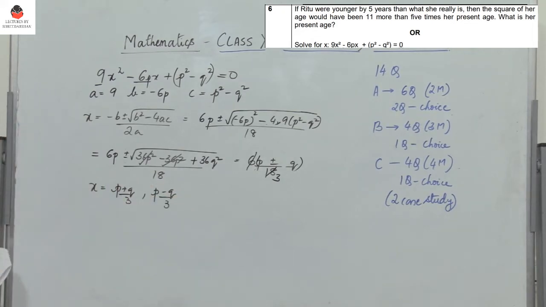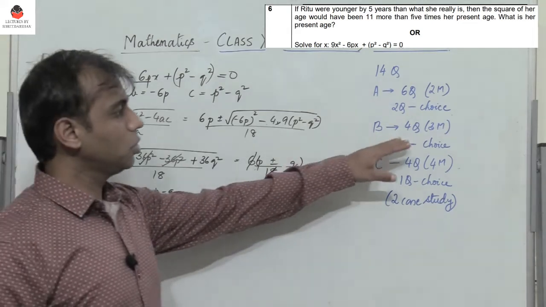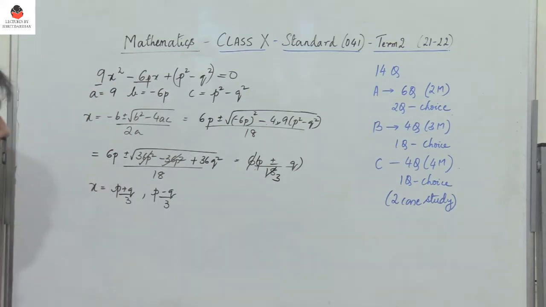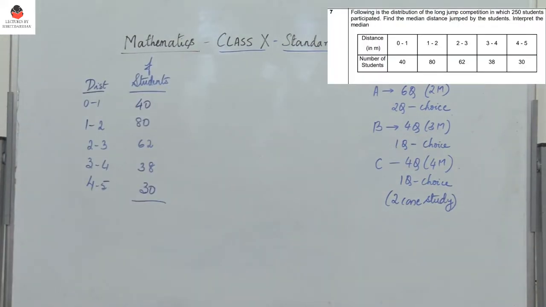So this completes section A, and we move on to section B, where you have 4 questions of 3 marks each with 1 internal choice. Question 7. Following is the distribution of the long jump competition in which 250 students participated. We need to find the median, right? So very simple question. So this is the data given here, and this is the frequency.